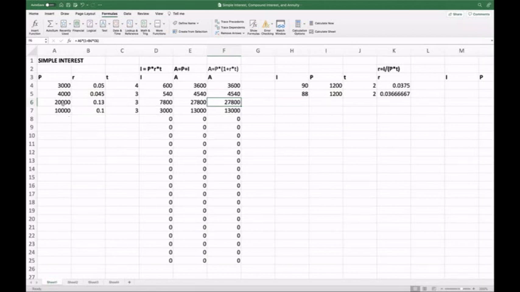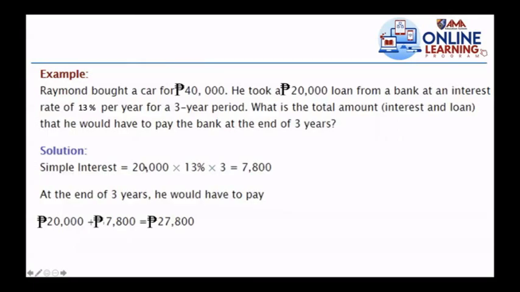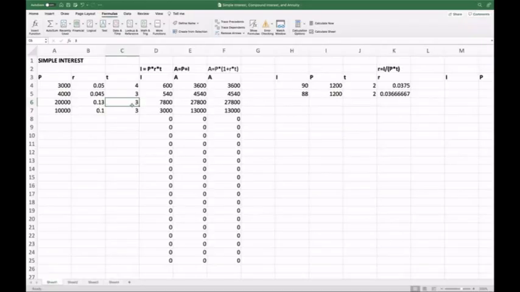Just write the given: 20,000 the principal, 0.13 the interest, annual. The number of years is 3. We get the answer. Even if you don't do this, you will get the answer because you're only after the capital A. But another solution is you get the I, and then you add the I to the principal to get this.